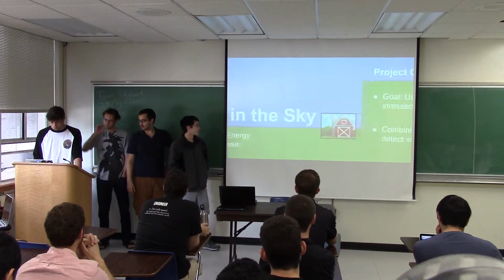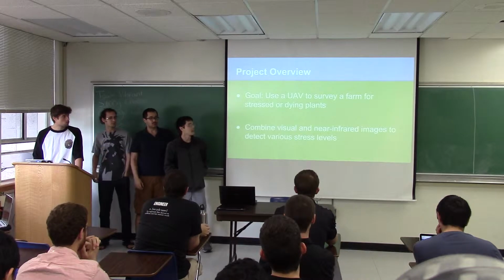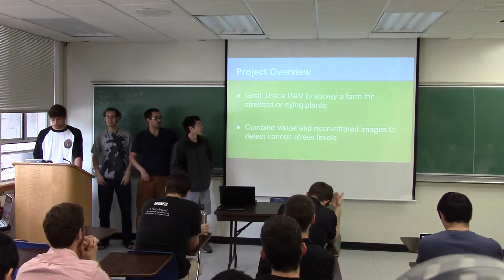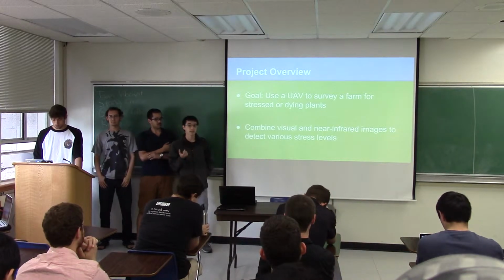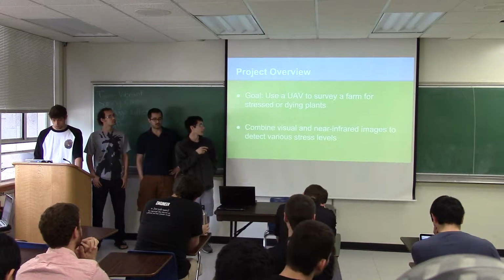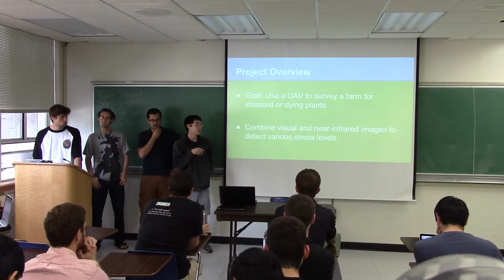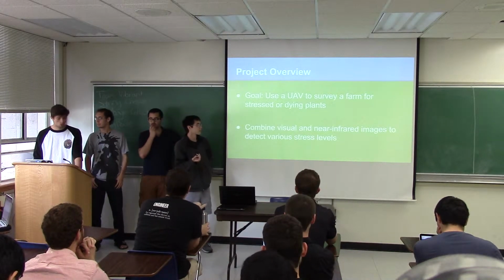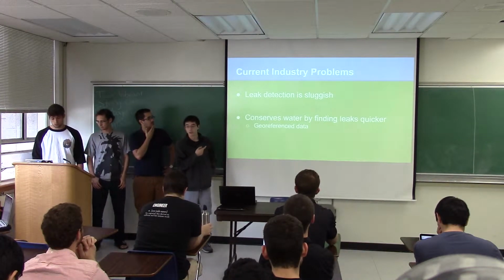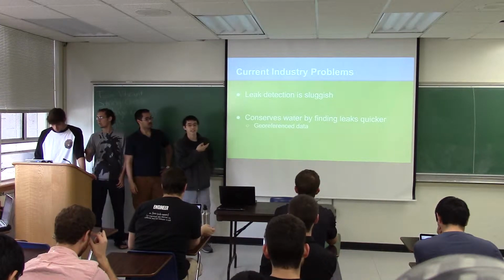Our project is to use a UAV to do a survey of the farm for stress dying plants as well as things like water leaks. The UAV is a quadcopter carrying two cameras, a visual and an infrared camera, which we then combine the images. We process the two images to detect various anomalies.